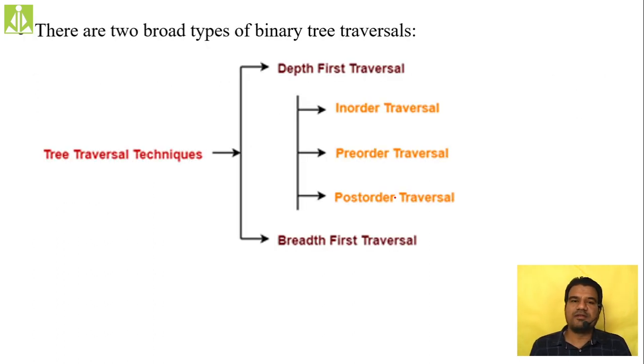Binary tree traversal is broadly divided into two types: depth first traversal, or in short DFT, and breadth first traversal, that is BFT. So there are two broad types of binary tree traversals, depth first traversal and breadth first traversal. Traversal is nothing but printing all the available nodes inside your tree.